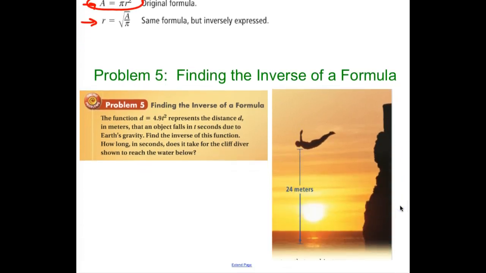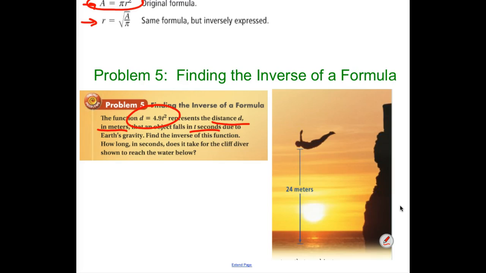it says we have this function, d equals 4.9 t squared. It represents the distance d in meters. So they're giving me a context here. It's the distance d in meters that an object falls in t seconds due to Earth's gravity. Find the inverse of this function, then determine how long in seconds it takes for this cliff diver to reach the water below.